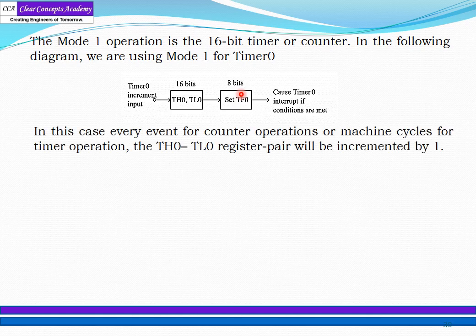In this case, for every event in counter operation or every machine cycle in timer operation, the TH0 and TL0 register pair will be incremented by 1. If it is using a timer, every pulse will increase the register pair by 1. Or if you are counting external pulses, for every event occurring, the registers TH0 and TL0 will be incremented by 1.